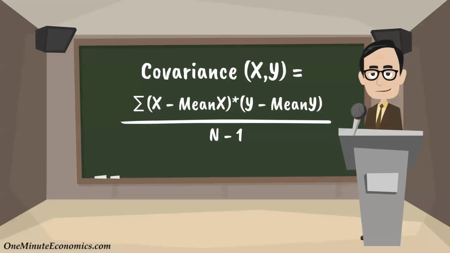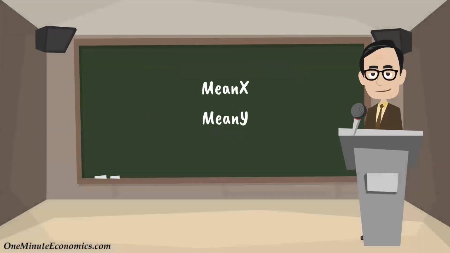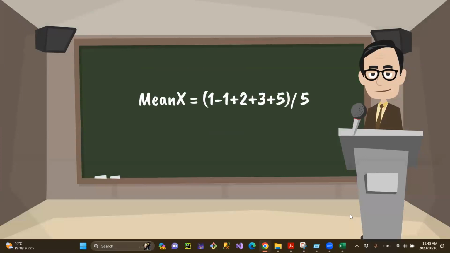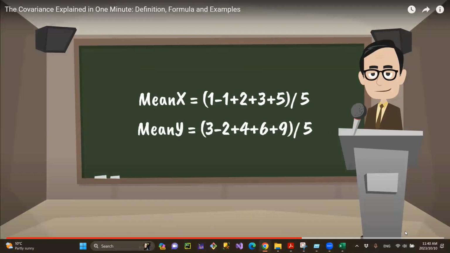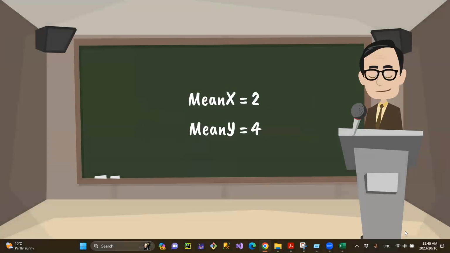To calculate the covariance, we use a formula which may seem complicated, but is actually quite simple once you understand what each component means. In our case, mean X and mean Y are simply the means of our numbers. So 1 minus 1 plus 2 plus 3 plus 5 divided by 5 for X, and 3 minus 3 plus 4 plus 6 plus 9 divided by 5 for Y. As such, mean X is 2 and mean Y is 4. N minus 1 is the number of values minus 1, so in our case, 5 minus 1, which is 4.